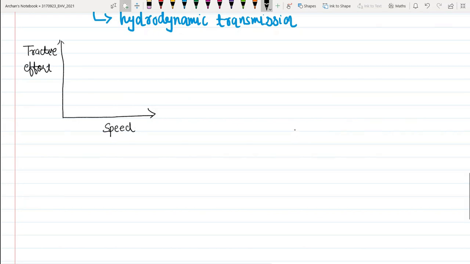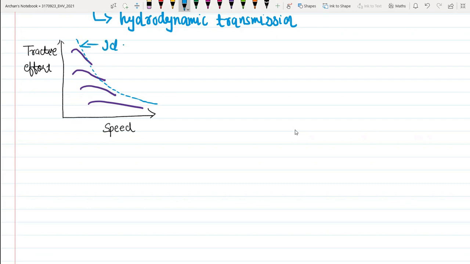This is my tractive effort. Okay, so as we know, whenever we are having a first gear, such characteristics will be there: second gear, third gear and fourth gear, right? So the ideal tractive effort will be like this. This is my ideal tractive effort.